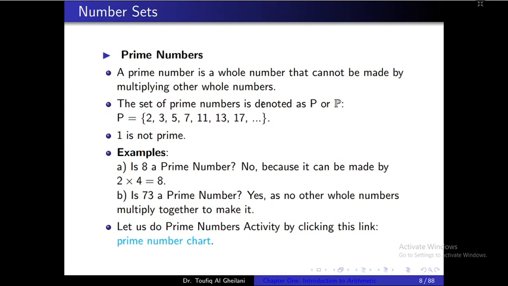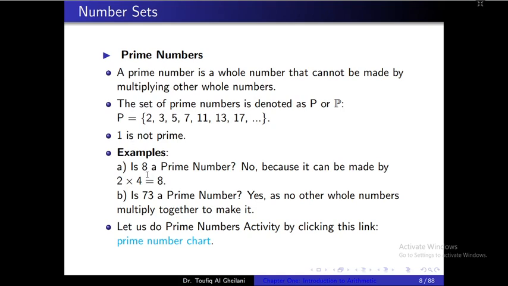The set of prime numbers is denoted by capital P. So P is, between brackets, as I said, 2, 3, 5, 7, 11, 13, 17, and so on. Notice 1 is not a prime number because it cannot be multiplied by 1 times another 1. So 1 times 1, they are the same numbers.